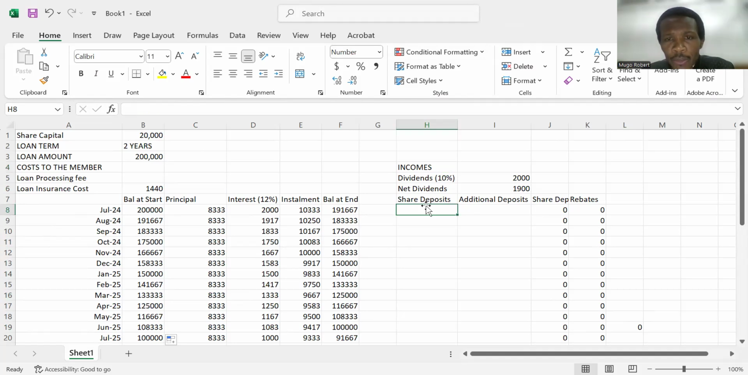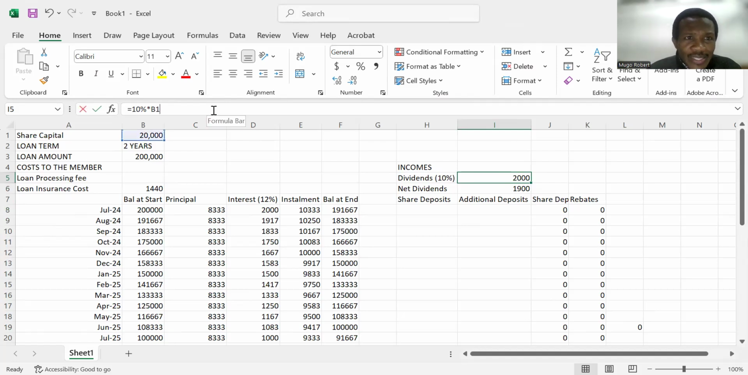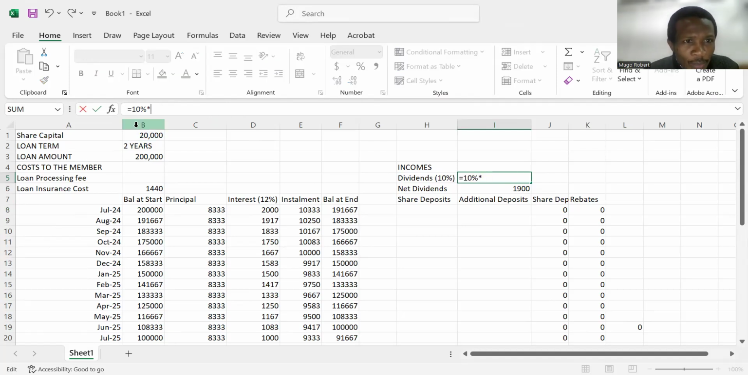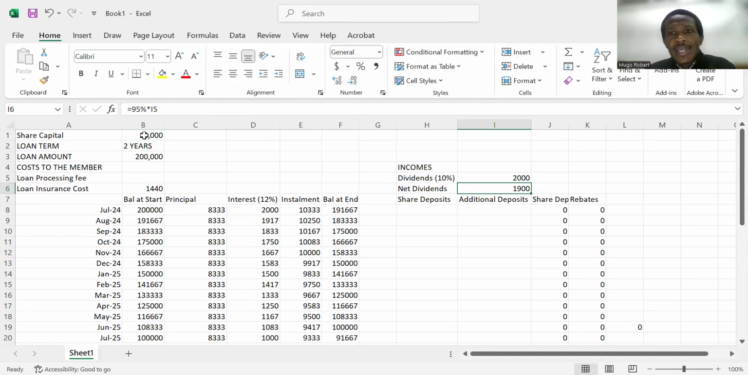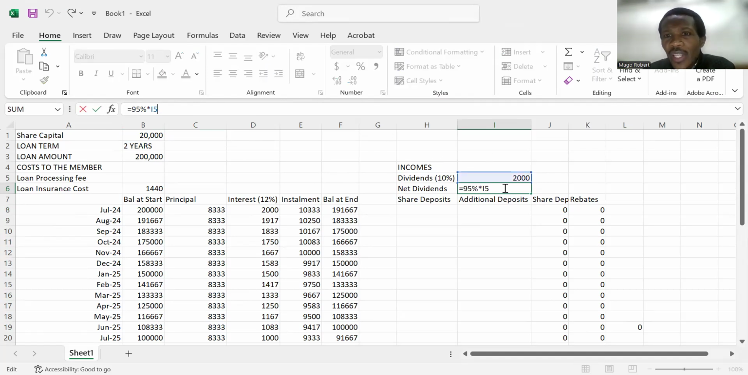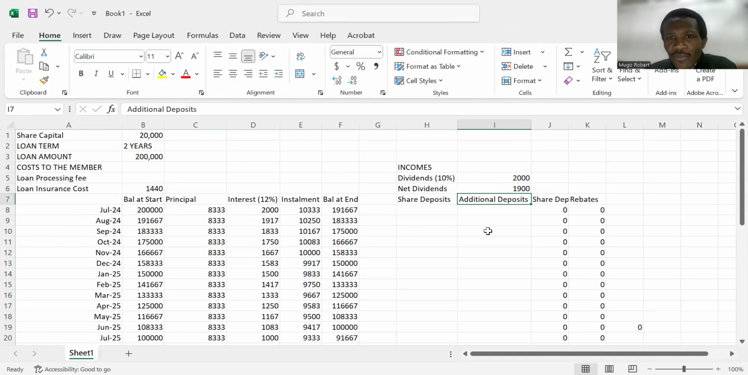I also make an assumption, not an assumption, it is real, that the Sacco here is paying dividends at 10% per annum. Dividend is on share capital, so it will be 10% times the share capital amount of 20,000. You get 2,000. These dividends are subjected to a 5% withholding tax, so this is 95% of the dividends that you have earned. That gives you dividends of 1,900.